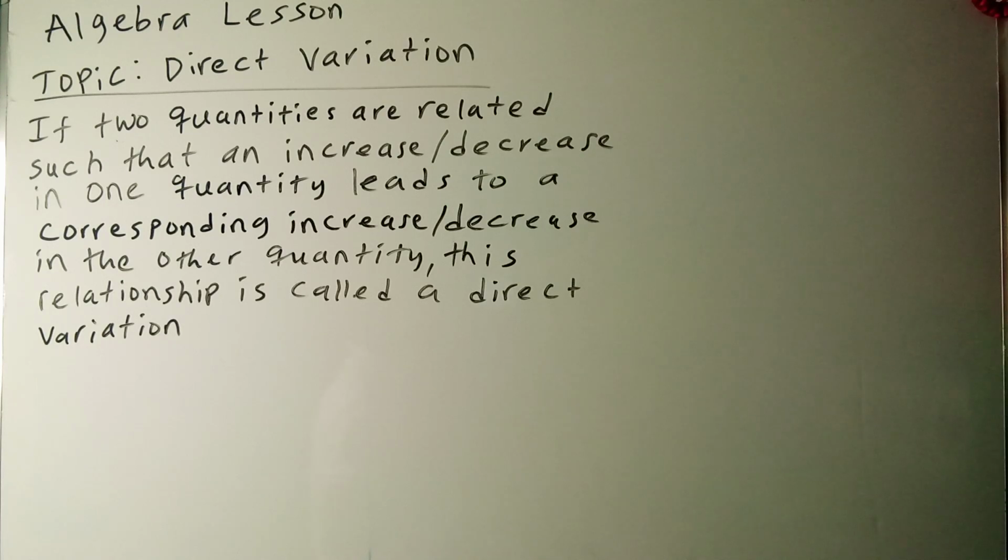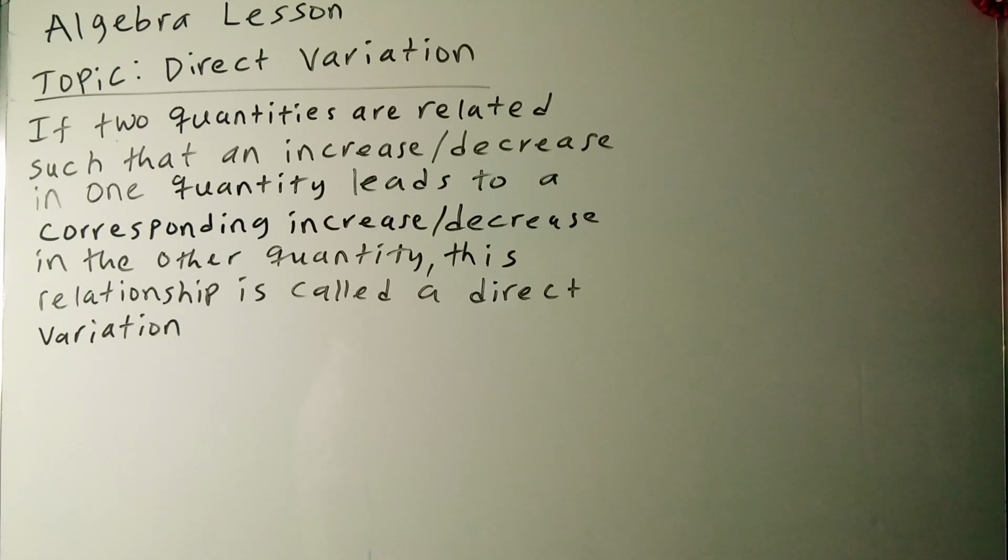Today we are going to be looking at direct variation, which is a topic in algebra. So by definition, if two quantities are related such that an increase or decrease in one quantity leads to a corresponding increase or decrease in the other quantity, then we can describe this relationship as a direct variation.